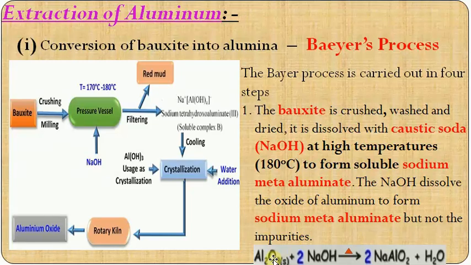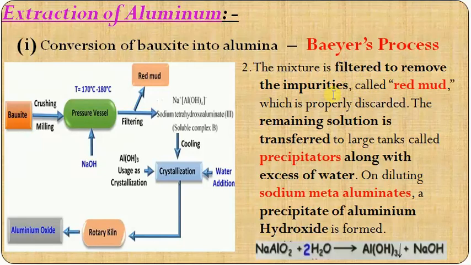Right? So the equation, if you see, aluminium oxide plus sodium hydroxide gives sodium metaaluminate along with water, which is soluble. So once this mixture is filtered to remove the impurities, which we call red mud, it is removed properly. The remaining solution, this soluble sodium metaaluminate, is transferred to the precipitator. It is a large tank. In the precipitator, we add a lot of water, an excess of water. So when you add water, what happens?